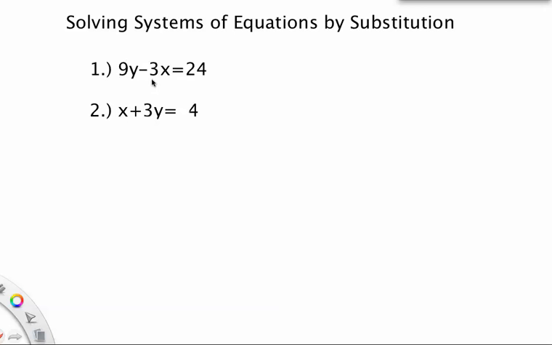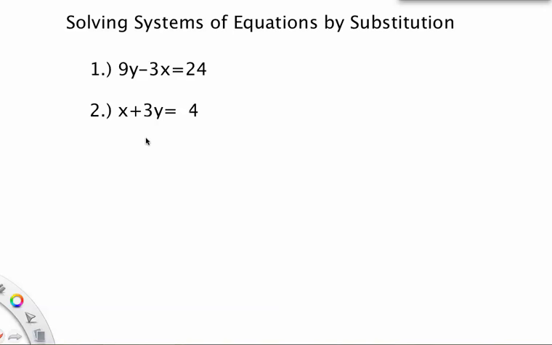We could mess with equation 1 and get something set equal to y or equal to x, but we would have to divide something by 9 or divide something by 3, and it's just going to get messy. It's a lot more work, and we all know how you guys feel about extra work. So we're going to take equation 2 and we're going to change it into something else.